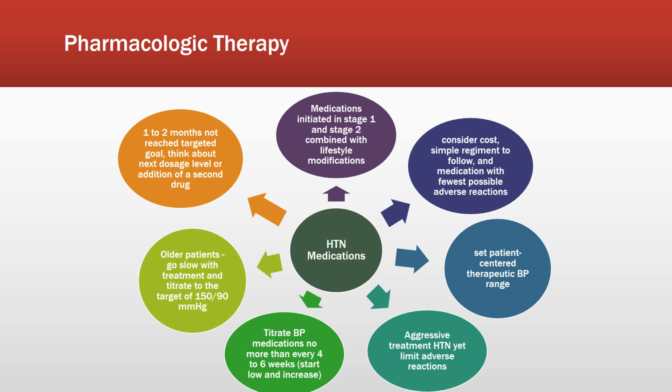To assist in achieving therapeutic ranges, the following should be set: a patient-centered therapeutic range, aggressive treatment for hypertension, yet limit adverse reactions. Titrate blood medications no more than every 4 to 6 weeks. Start low and increase. Single medication treatment is often not enough to get to the targeted goal. An additional medication may be required. With older patients, it is imperative to go slow with treatment and titrate to the target of 150/90. If after 1 or 2 months you have not reached the targeted goal, it is time to start thinking about the next dose level or addition of a second drug.